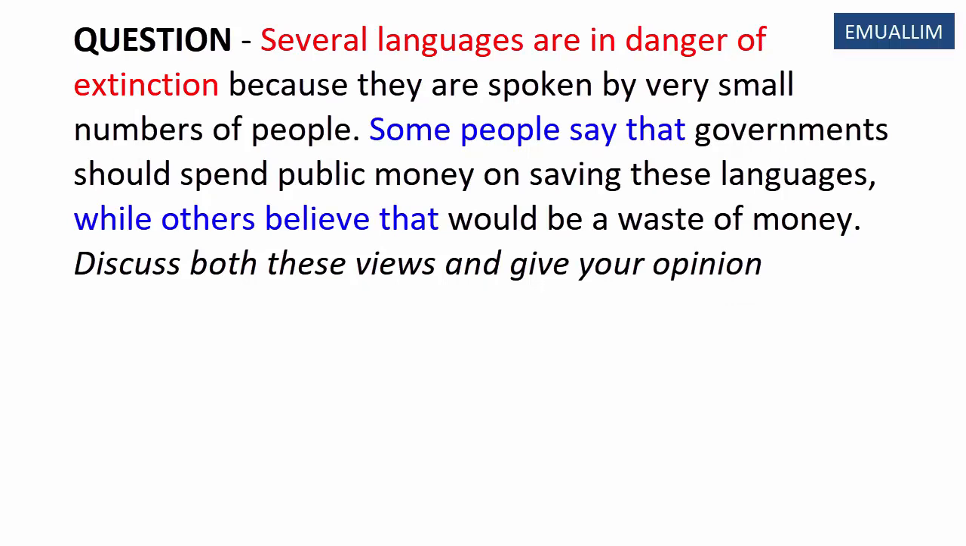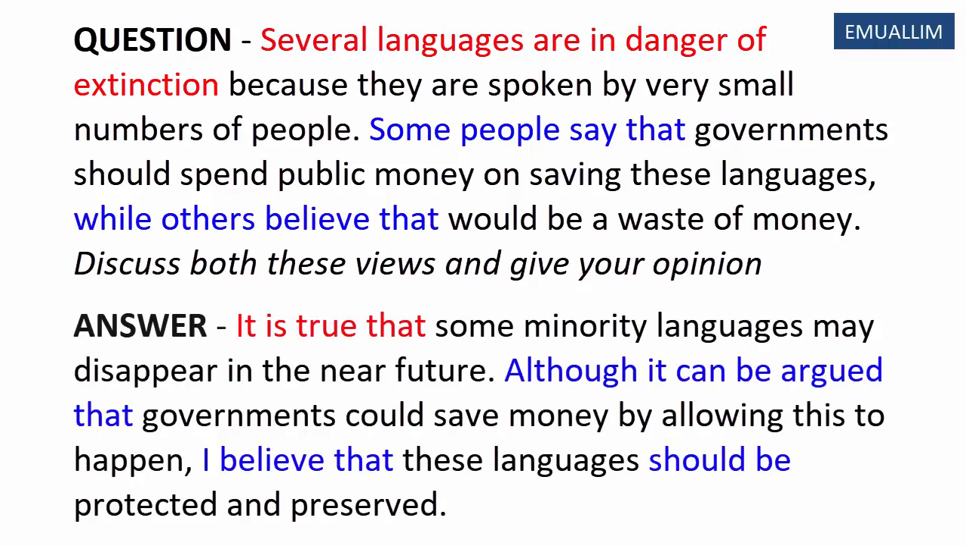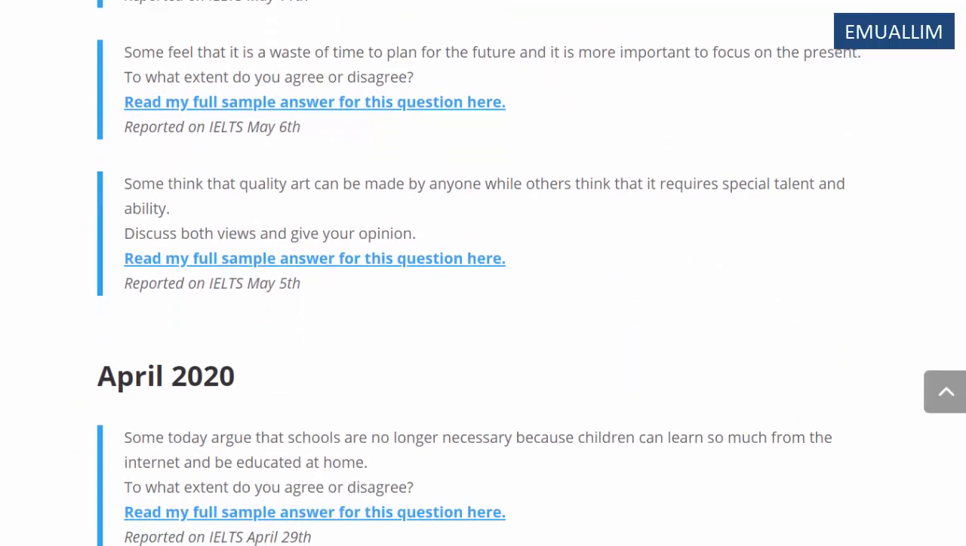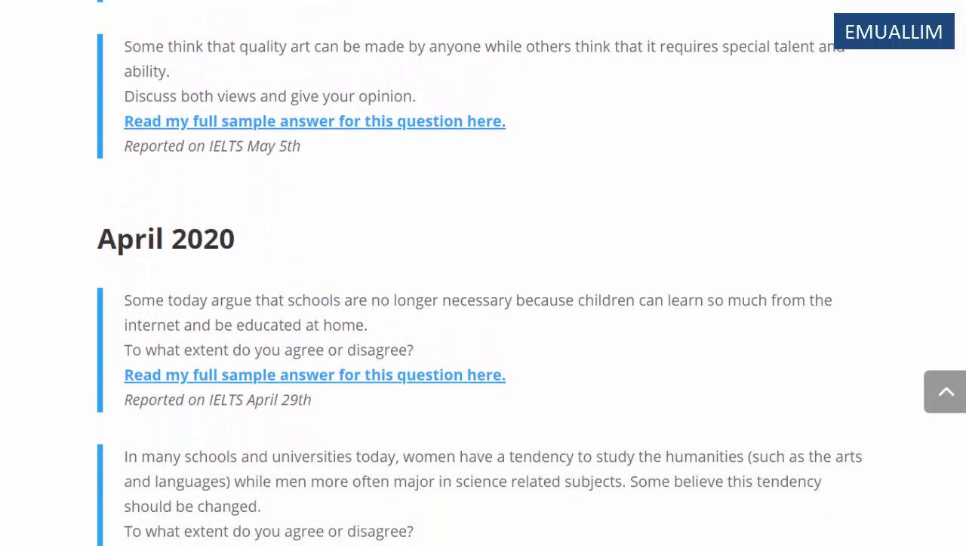Let's see how an IELTS Band 9 candidate would start his intro on this topic. It is true that some minority languages may disappear in the future, although it can be argued that governments could save money by allowing this to happen. I believe that these languages should be protected and preserved. You see, this too begins with "it is true that." Now you know exactly what to do when you write your essay introductions.